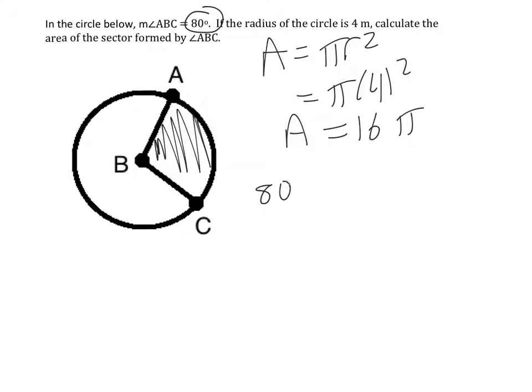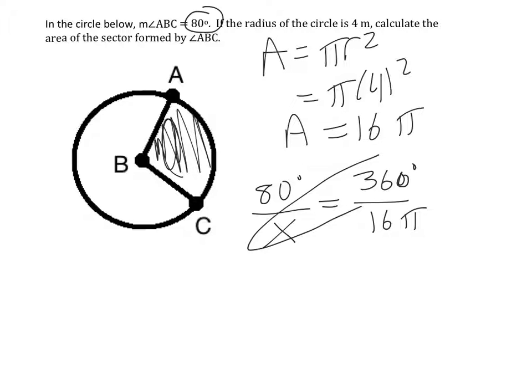Okay, 80 degrees is proportional to what sector area, and 360 degrees is proportional to 16 pi. So this is the proportion: 360 is to 16 pi as 80 is to what? And if we found this x, this will tell us the area of what 80 degrees represents. So again, we do this pretty much by cross multiplying.